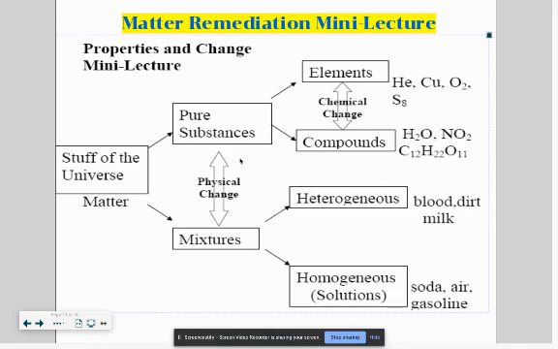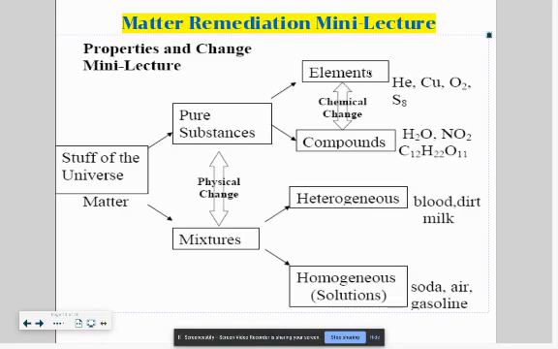Remember, when we're talking about matter, we're talking about everything that's in the universe: elements, compounds, mixtures, all matter, right? We can separate each of those things into two big groups. We can separate them into either pure substances, which are elements or compounds.